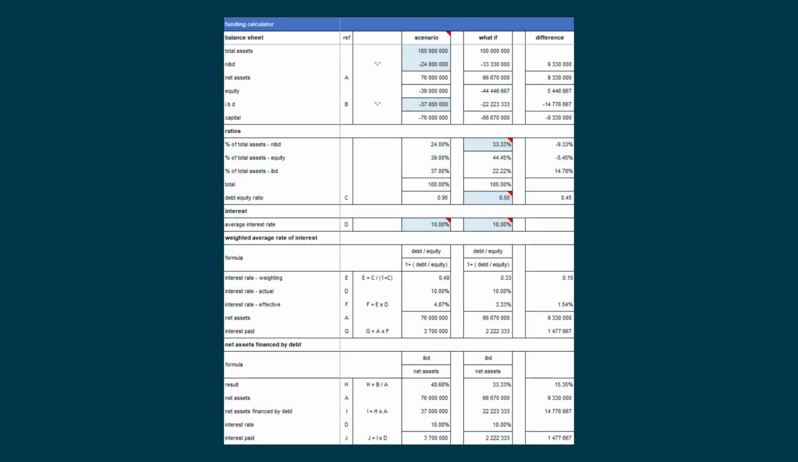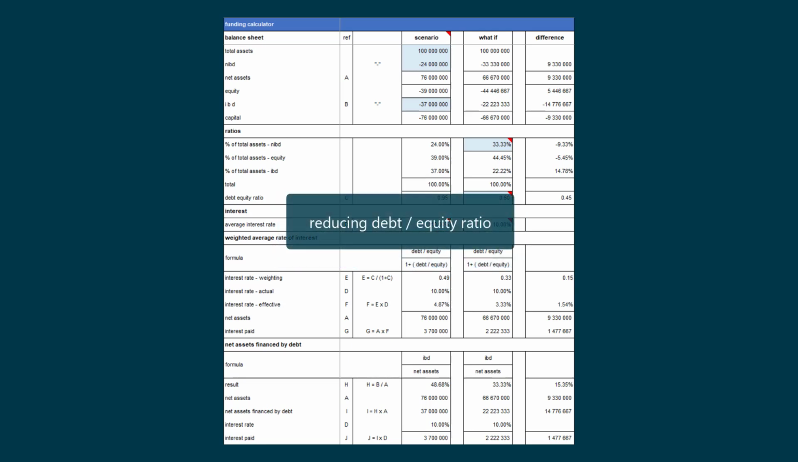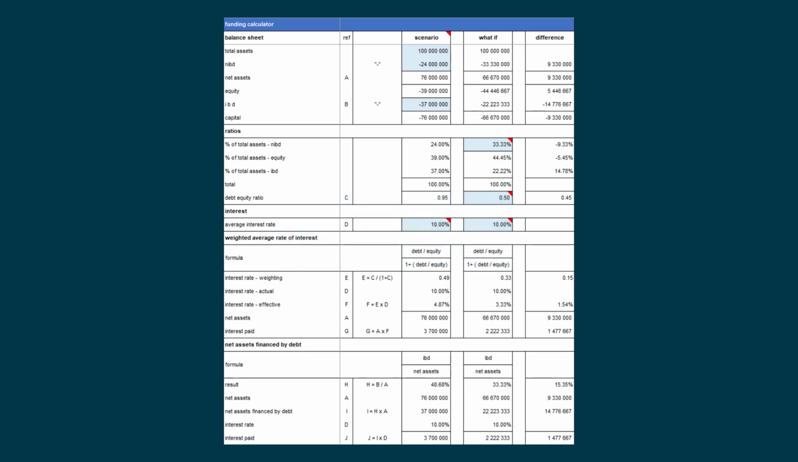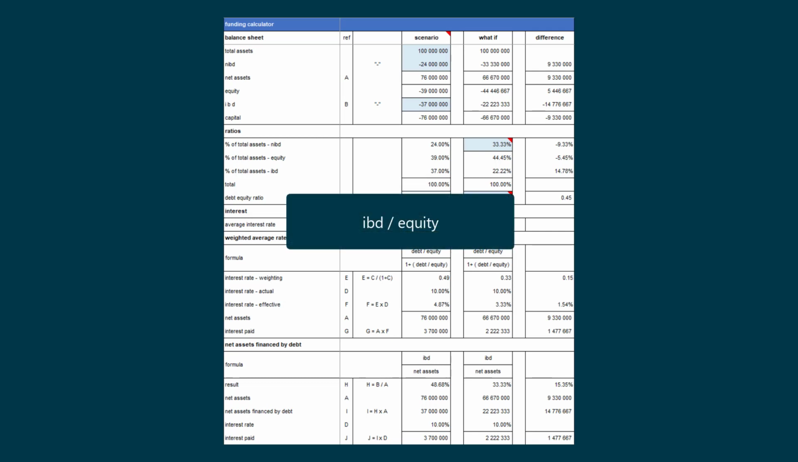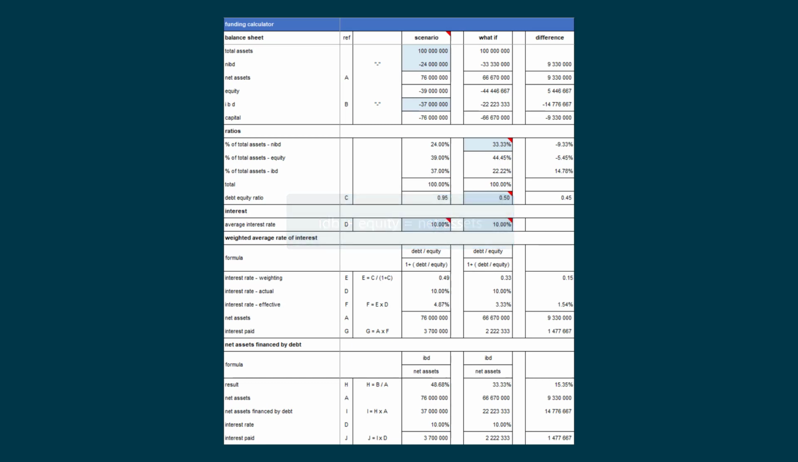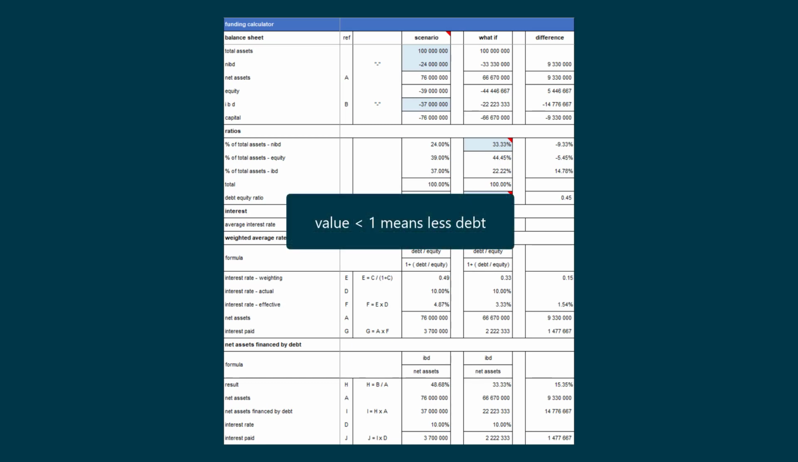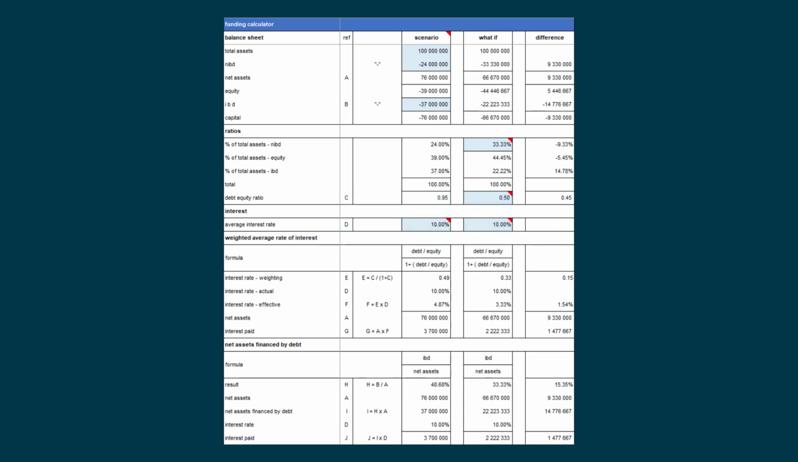Reducing interest can be achieved by reducing net assets and/or by reducing the debt-equity. Debt-equity is defined as the proportion of interest-bearing debt to shareholders' equity in a business, which collectively equals its net assets. A value of less than 1 means the business has less interest-bearing debt than shareholders' equity.